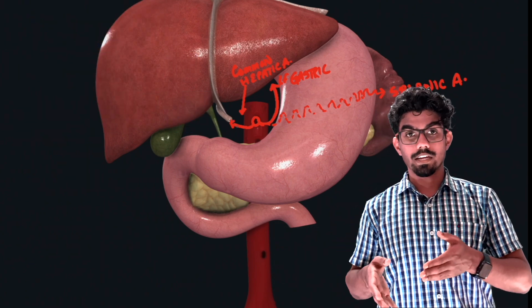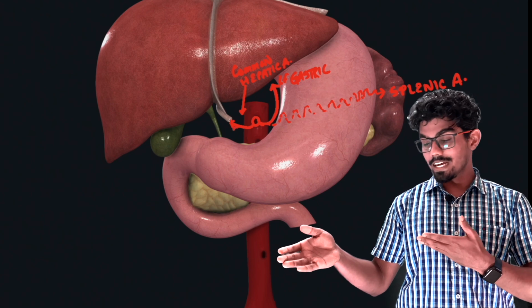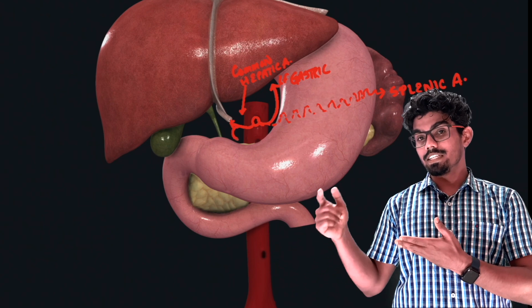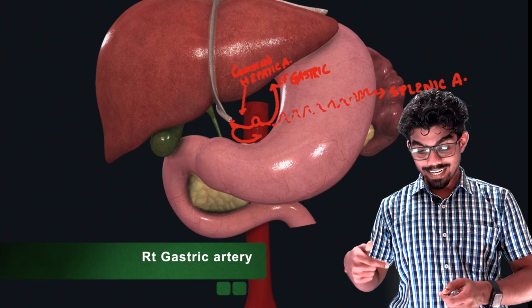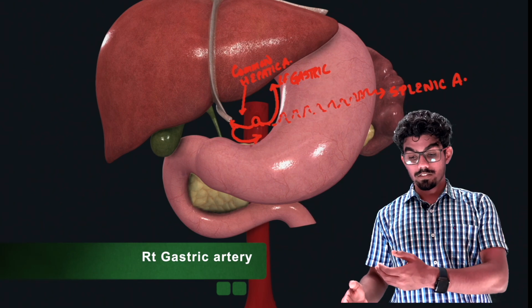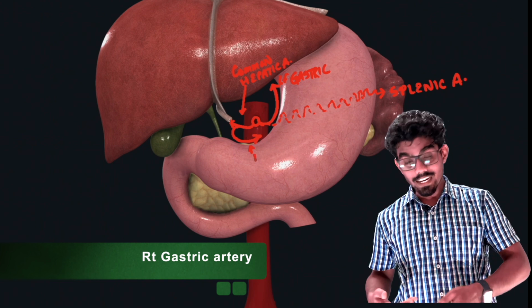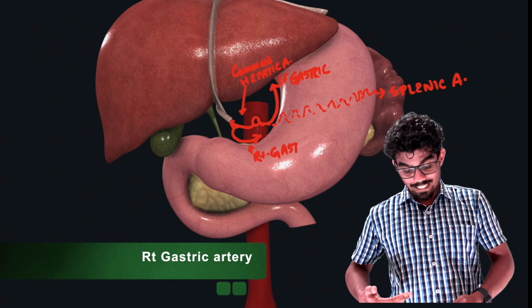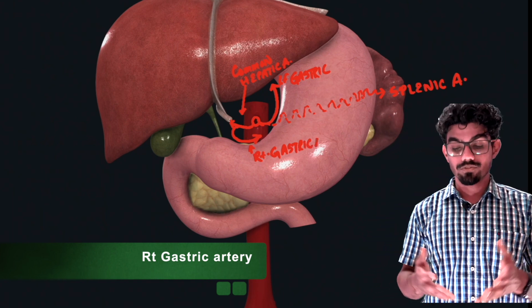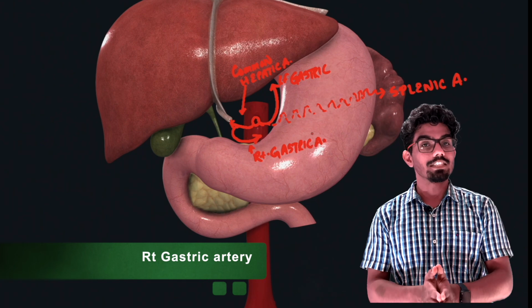Now the common hepatic artery goes right like this and gives another branch which is called the right gastric artery. The right gastric artery ascends in the lesser curvature itself and it's present on the right side of the lesser curvature. That's why the name is the right gastric artery.